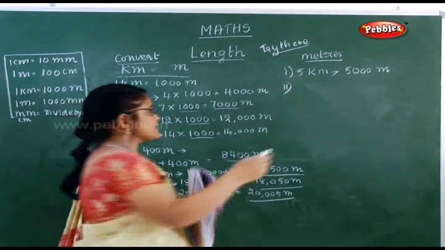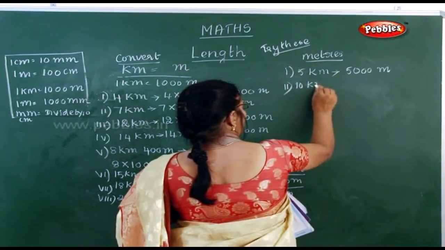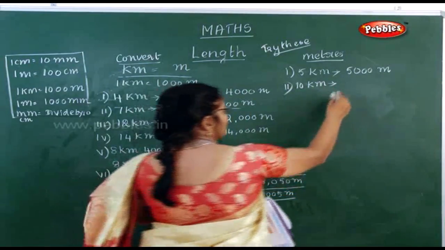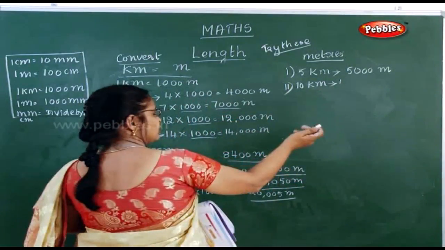Now what is the second sum they have given? It is 10 kilometer. How will you do 10 kilometer? Now you will write 10 into 1000. What is 10 into 1000?